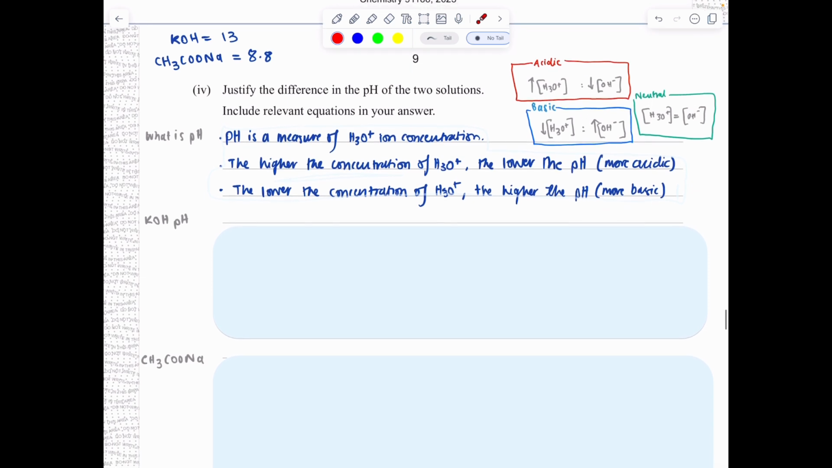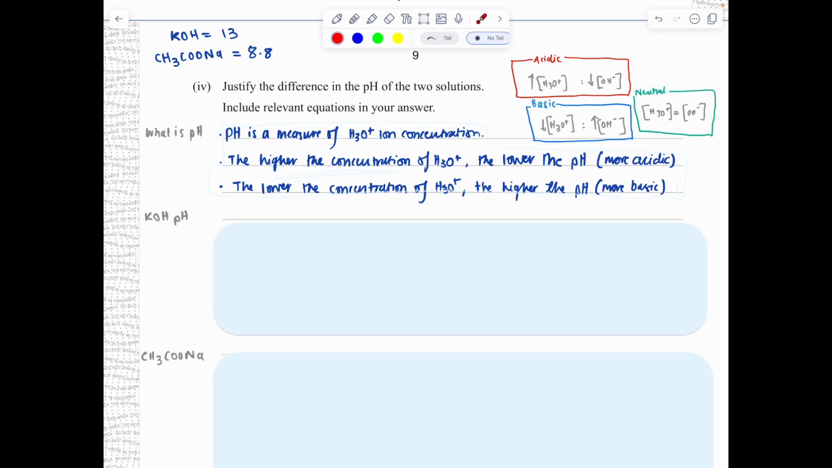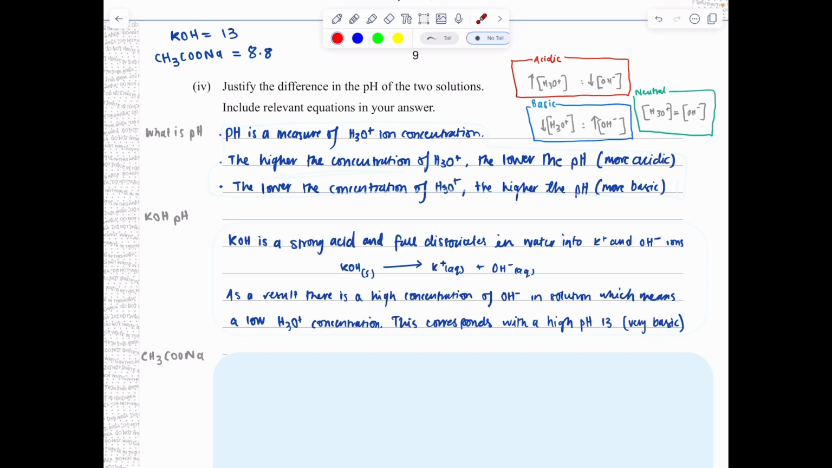So when we're looking first of all at KOH and its pH, you have to understand that KOH is a strong base and will fully dissociate in water into its ions, okay? And I've written that equation here.